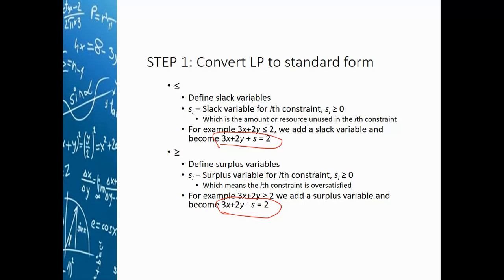The concept is this: the plus s represents the resource unused, and the minus s represents the over-satisfied variable. That's the only difference between those two, but the solution is exactly the same. Okay, how to solve this?